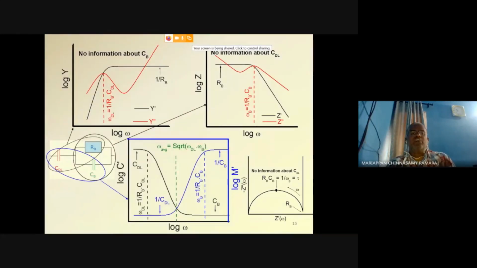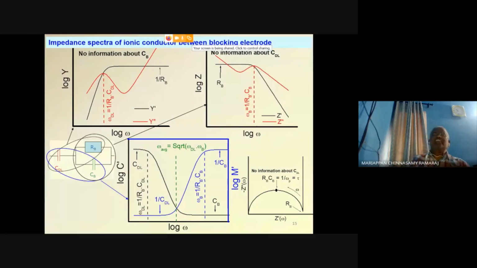For example, if you have a simple ionic conductor with a blocking electrode and measure the impedance, there is a perfect semicircle and then a straight line. We call this a complex impedance spectrum, or Cole-Cole impedance plot. From this plot, we can find the true bulk resistance of the material. Perfect material resistance can be estimated from this spectroscopy. That is the advantage of impedance spectroscopy.